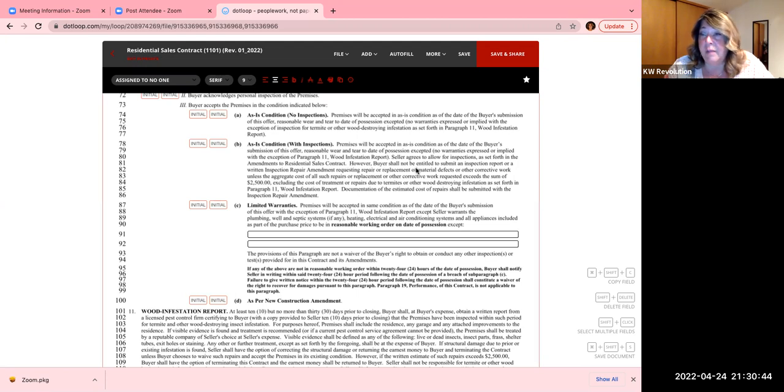Now, that does not mean that the seller has to fix them or that they have to go with the people that you got estimates from. At that point in time, it does become a negotiation. However, if you don't have $2,500 worth of items, then you don't have the right to even submit that repair amendment or estimates to them. So if you only have, say, $2,300 worth of items, then you're not submitting it.